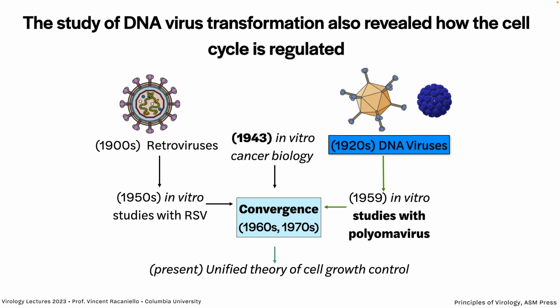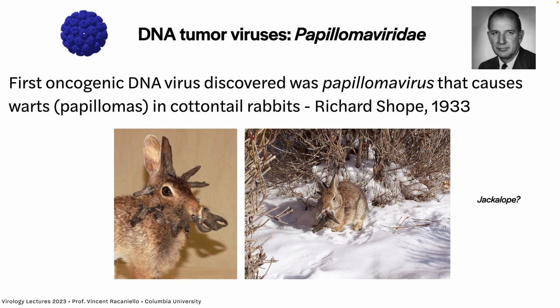Same thing happened with DNA viruses starting in the 1920s. This begins with Richard Shope. His son was Robert, who was also a virologist. Richard Shope finds a DNA virus that causes warts or papilloma. A papilloma is another name for a wart, in cottontail rabbits. So here are two rabbits in the wild that have very scary looking warts on them caused by this papillomavirus. And yes, human papillomavirus causes warts in humans as well. These rabbits are fine. The warts fall off eventually and they're okay.